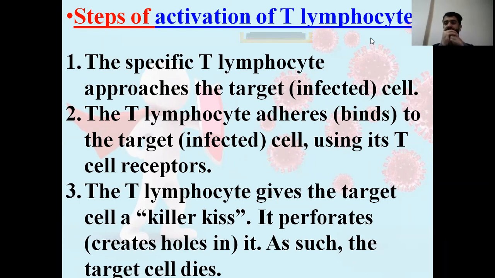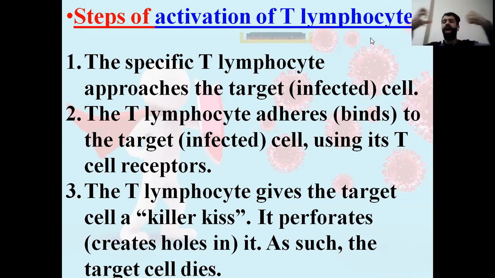This killer kiss will cause perforation. What is the meaning of perforation? It will create holes inside the cell. These holes will lead to the death of the cell and its end. So here, the T lymphocytes give the target cell a killer kiss, which causes holes inside the cell. Imagine that we have a sac containing water, and I cause minute holes inside it using a pen, for example.